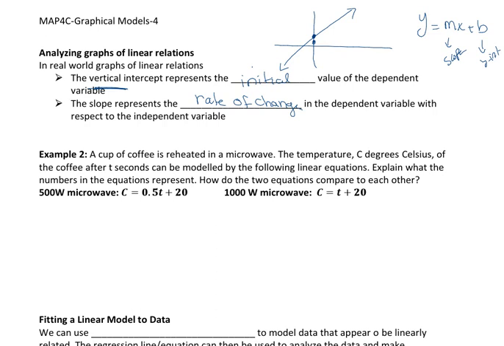Okay, so let's look at this example. A cup of coffee is reheated in a microwave. The temperature, C degrees Celsius, of the coffee after T seconds can be modeled by the following linear equation. So we know that C is the temperature of the coffee, and T is the time in seconds. Explain what the numbers in the equation represent. How do the two equations compare to each other?